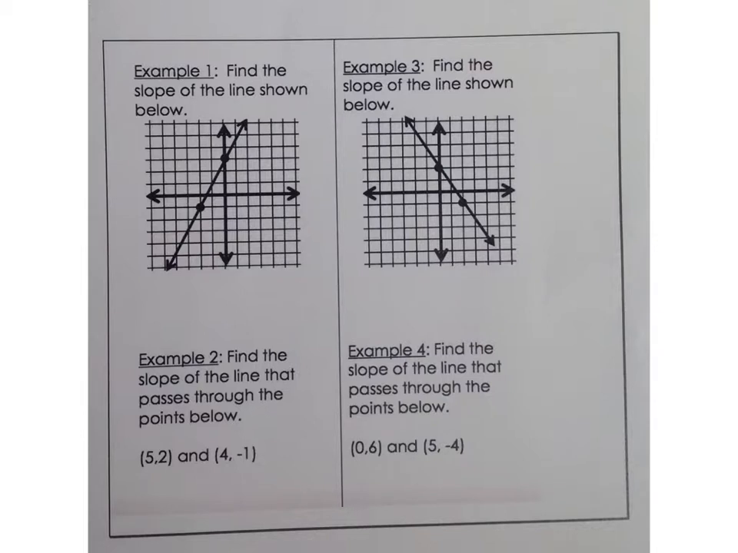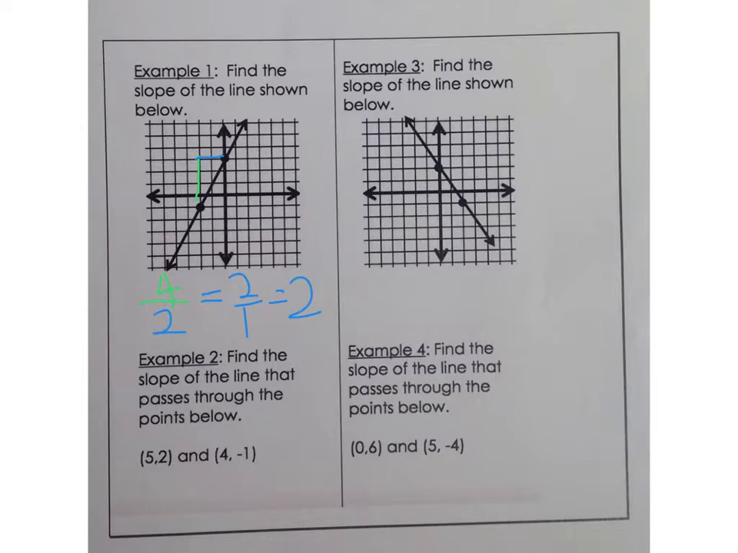So now we're on the slope foldable, and we're looking at example 1 here. This is going to be a positive slope because it's going up when I travel from the left to the right. What I'm going to do is count the amount I go up. In this case here, it's going to be 1, 2, 3, 4. 4 up, and then the amount I go over, 1, 2. So the slope is going to be 4 over 2, which we could simplify to 2 over 1, or just plain old 2.